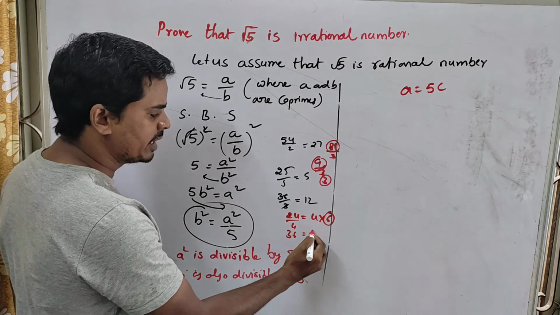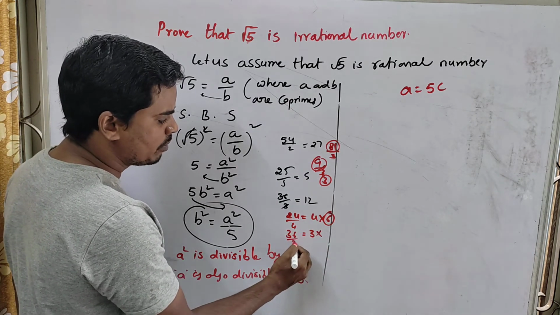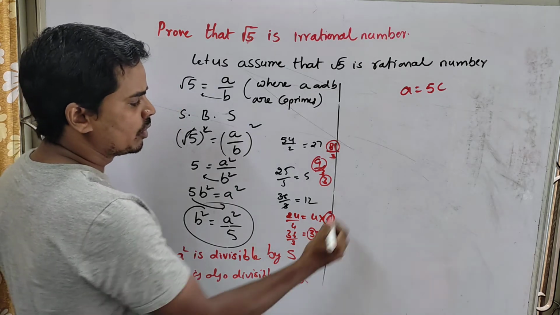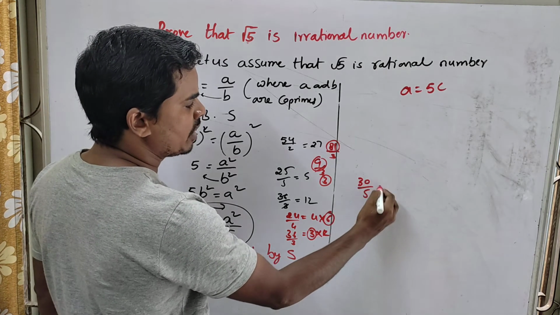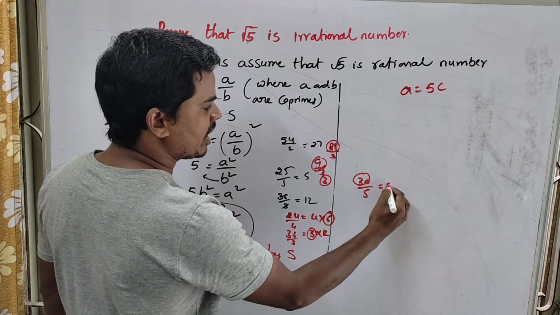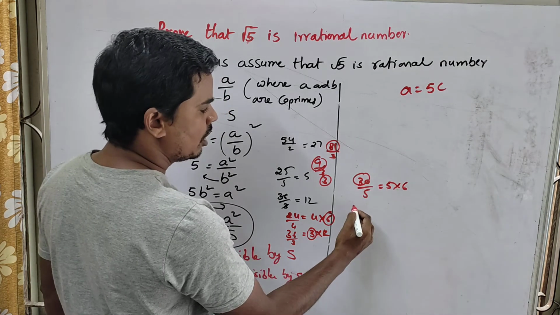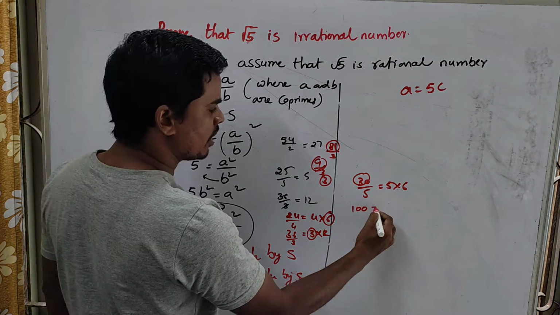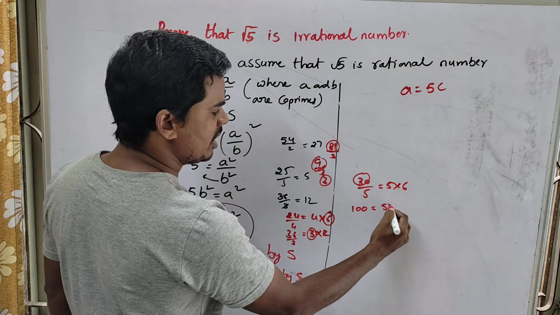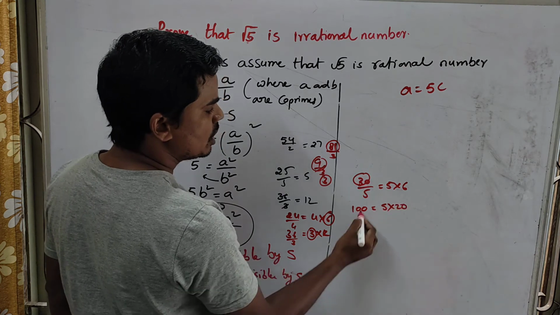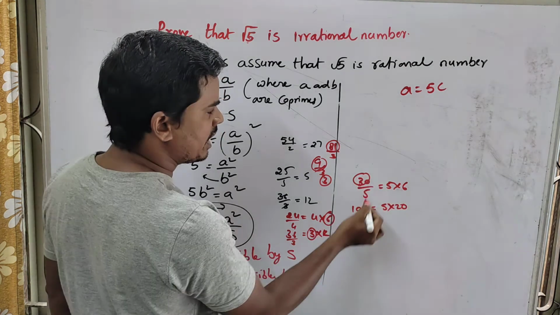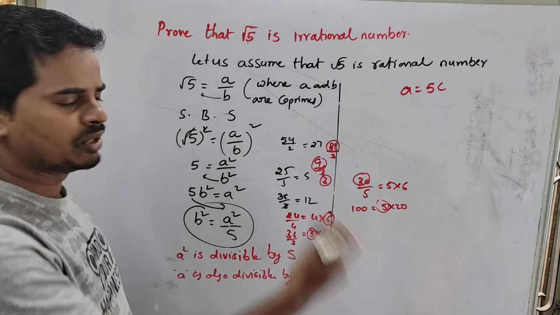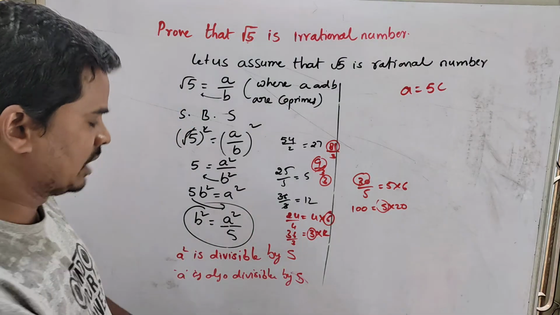36 is divisible by 3, which means it can be written as 3 into 12. Okay? 30 is divisible by 5, so 30 can be written as 5 into 6. Like that, some more examples. 100 is divisible by 5, so 100 can be written as 5 into 20. So if a number is divisible by another number, it can be written as a multiplication, with that number as a factor.